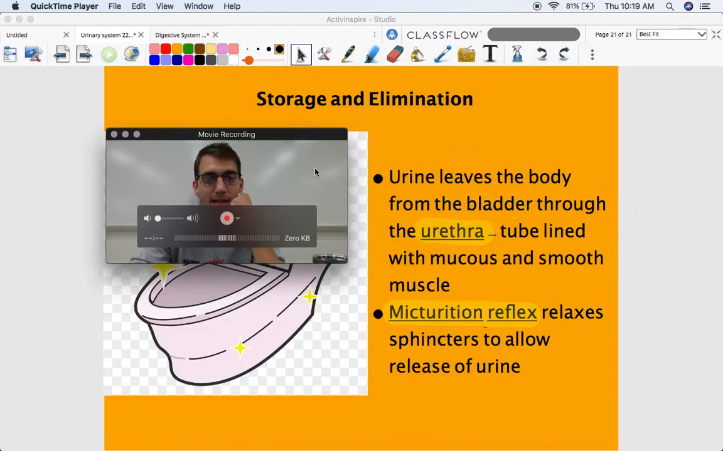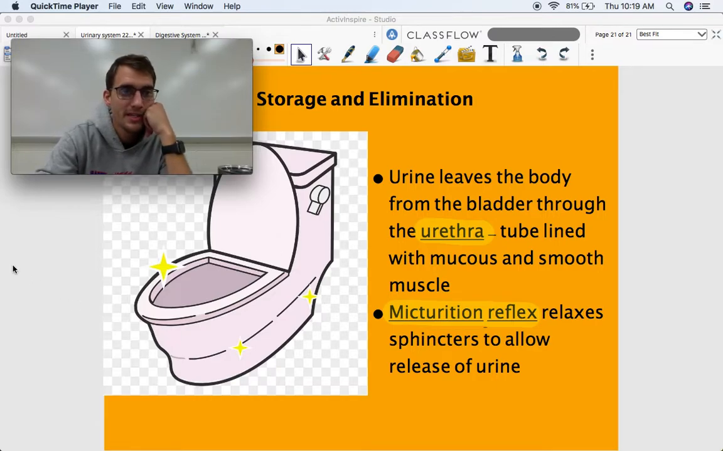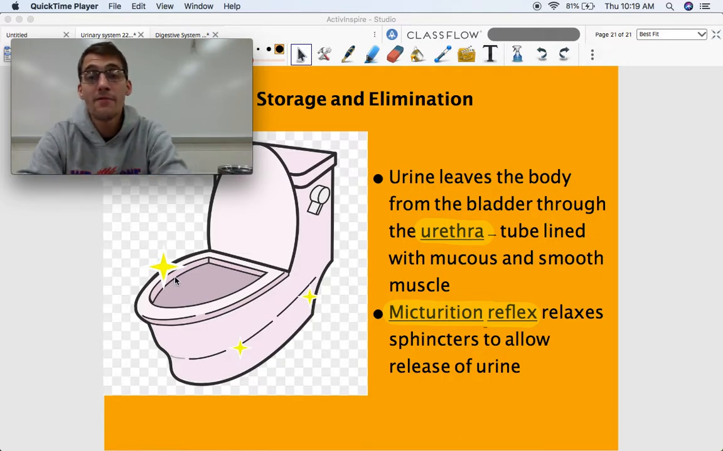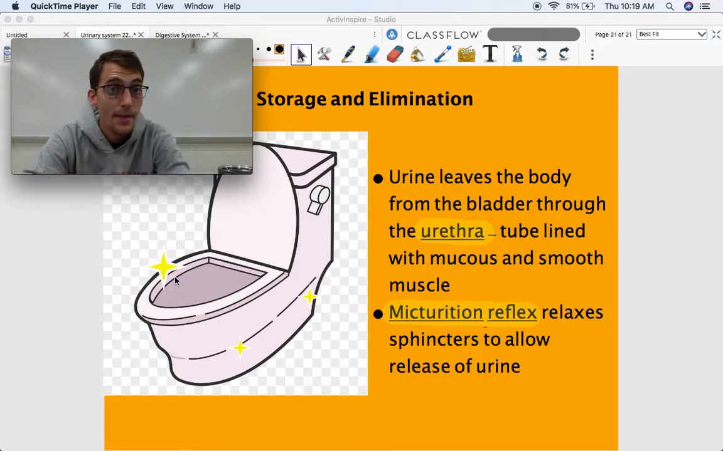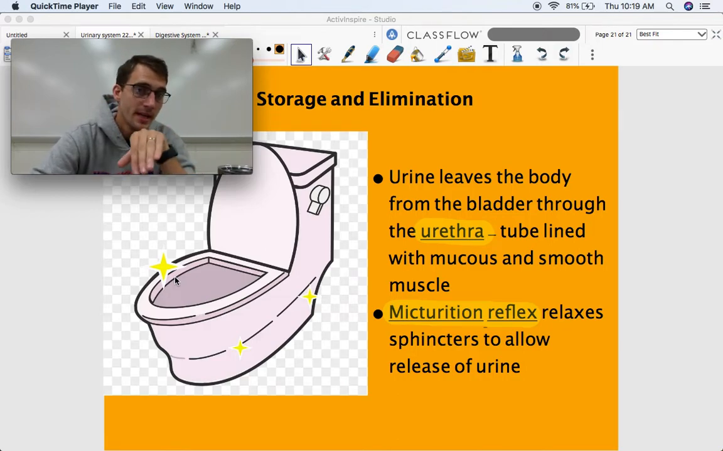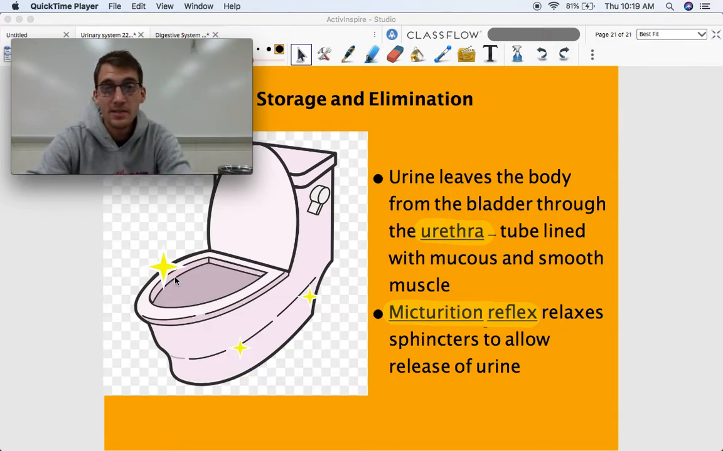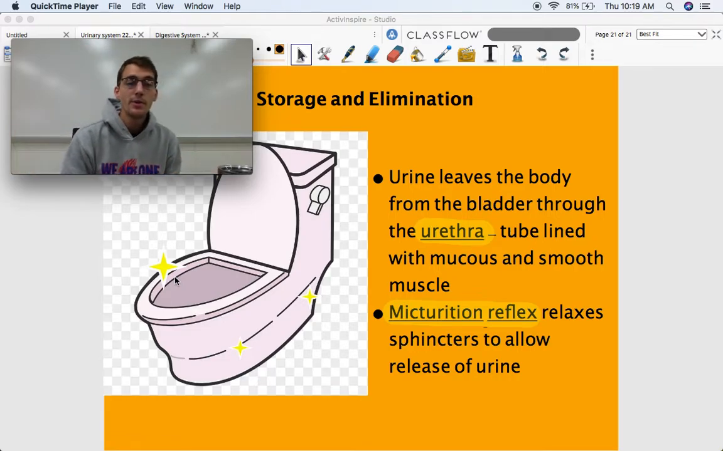Okay, and then last but not least, I'm not going to put any super detailed pictures here because you get the idea. So I just put a toilet there. Urine is going to leave the body from the bladder through the urethra. The urethra is the final tube that micturition is going to occur through. The bladder is connected to the urethra. There's a sphincter that opens up when you decide, hey, it's time to go number one, and urine from the bladder is going to be expelled through the urethra. And that is a tube lined with mucus and, once again, smooth muscle in order to push that urine where it needs to go.